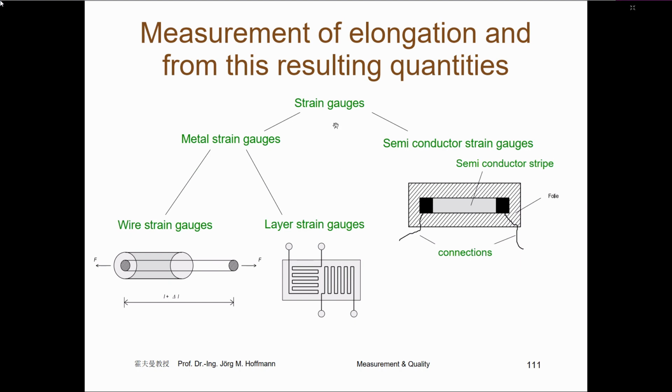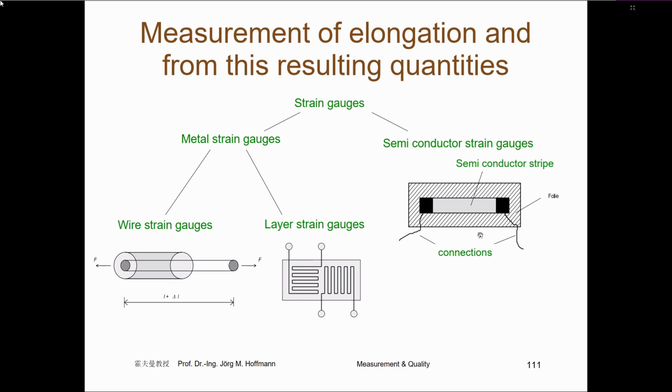And then we have semiconductor strain gauges. Semiconductor strain gauges are made of a semiconductor material. And of course, when you elongate this material, you also have this form effect. But much more sensitive is the change of the specific resistance, because semiconductor strain gauges are very sensitive: when you elongate or compress them, they change the specific resistance.